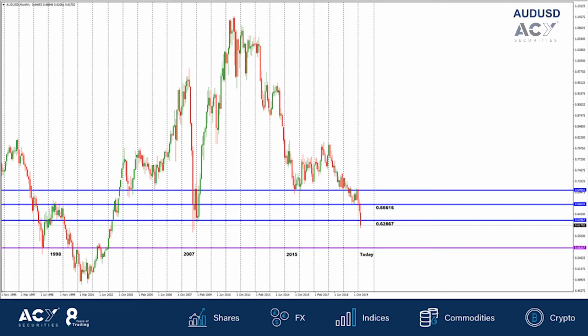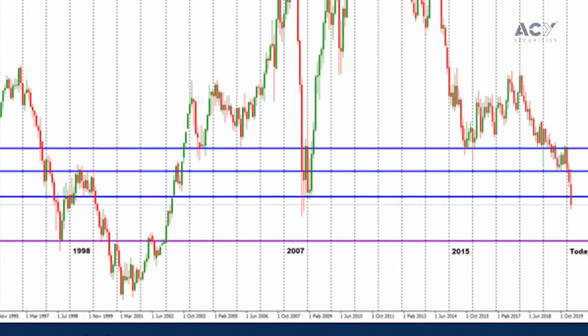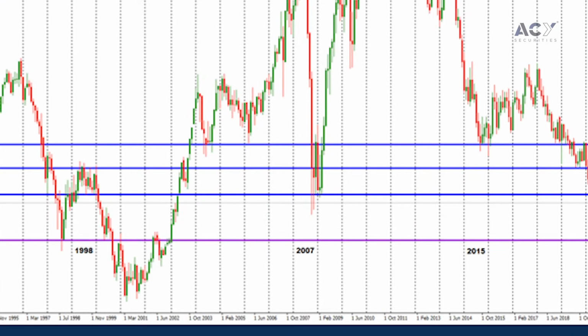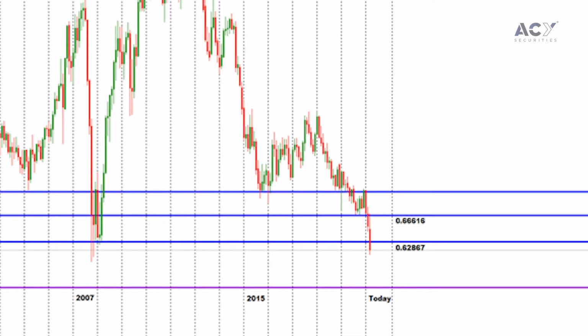So the next place that I can see that's going to be of use is a line from way back in the 1990s and early 2000 period. So we have a bit of distance before we get to there, but we're anticipating somewhere in the 55-cent range for the Australian dollar, especially with upcoming news in the months ahead around the RBA.